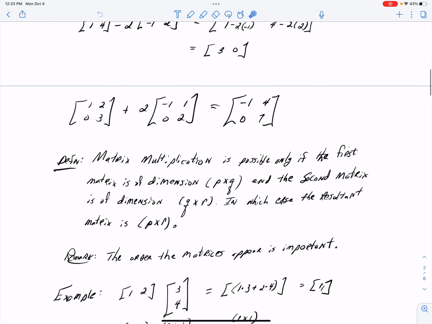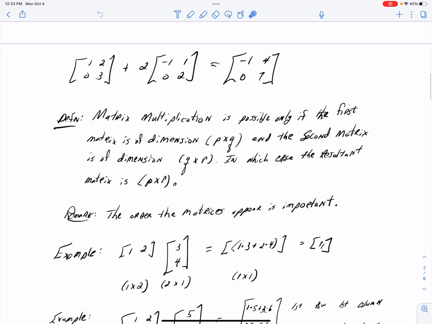Another example might be if I take the matrix 1, 2, 0, 3 and add 2 times the matrix minus 1, 1, 0, 2, I get 1 add 2 times minus 1. So 1 subtract 2, that gives me a minus 1. 2 add 2 times 1, that gives me a 4.